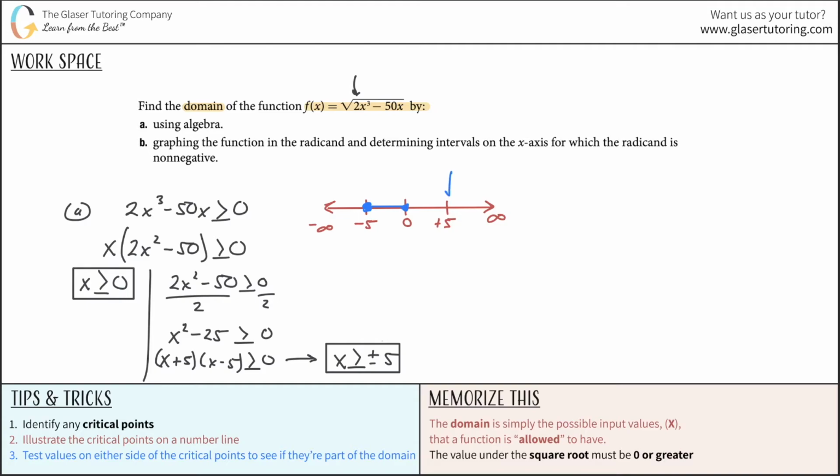The next value to check is then +5. So we take the square root and do 2 times 5 cubed minus 50 times 5.